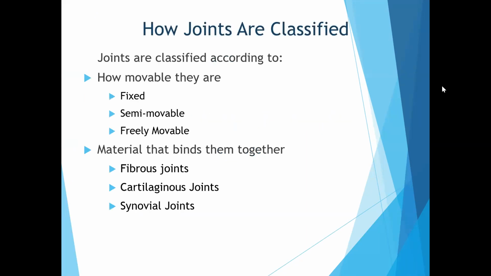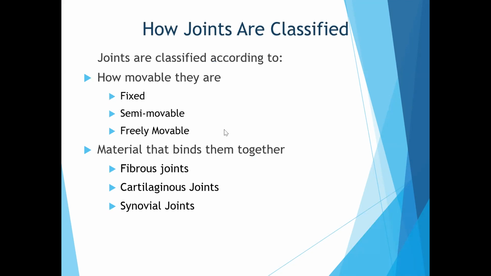Okay, so joints are classified in kind of two different ways. So how movable they are. So fixed, meaning they don't really move at all. Semi-movable, meaning there's just a little bit of movement, and freely movable, meaning they can move a lot. And that's kind of the category that we'll focus on for the most part.